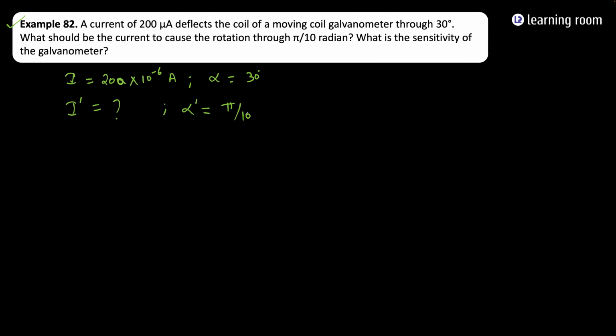Having said that, you also need to find what is the sensitivity of the galvanometer. Here sensitivity means current sensitivity only. See, current sensitivity, you can directly find it from this step itself. So it is going to be 30 degree divided by 200 into 10 power minus 6 ampere.